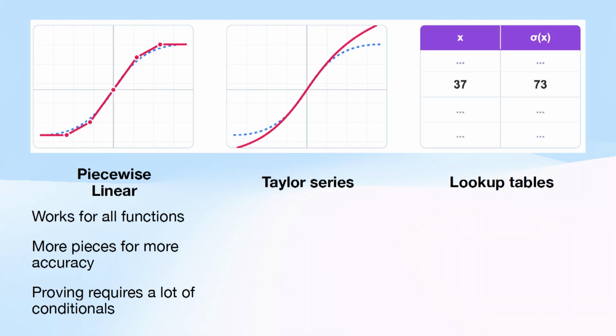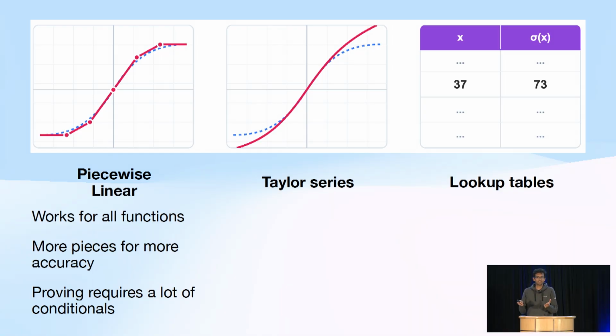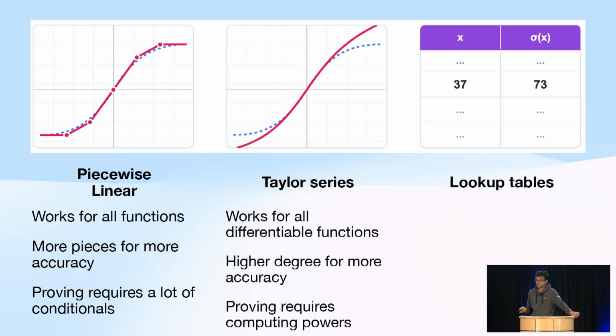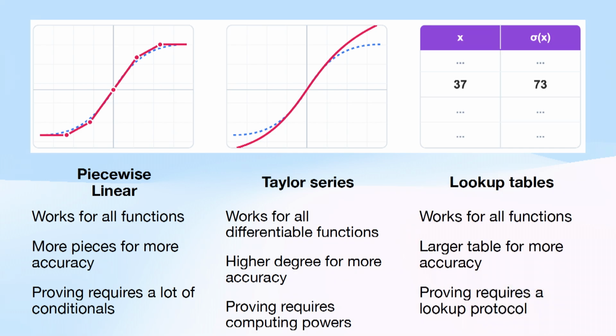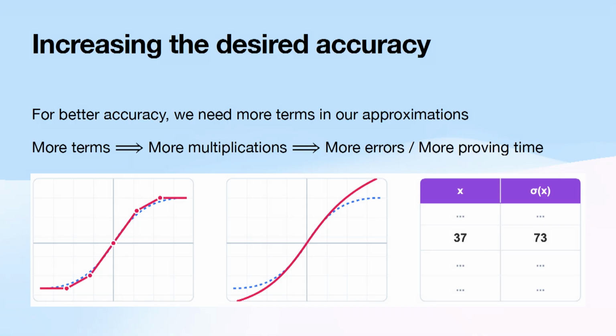So the piecewise linear, well, if you want more accuracy, you need more pieces. And proving that this thing is being done correctly requires lots of if and else cases. You need to see that, oh, is my input in this region, then I need to use this linear piece, and so on. And Taylor series have their own issues, where if you want more accuracy, you need a higher degree of the polynomial that you're approximating with. And this requires computing a lot of powers inside your circuit, which requires more multiplications, and hence more errors. Lookup tables have just the problem of, well, if I need more accuracy, I need a massive table. So the table just becomes larger and larger, and your proving time scales badly. Right? So this is what happens when you try increasing the accuracy.